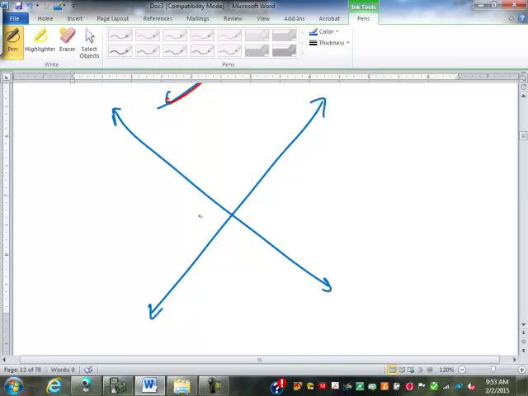So if I give you these 2 lines and I tell you that this here is 81 degrees, what's this one have to be? 81 degrees. Perfect. What's that one have to be? 180 minus 81 would give you 99 degrees.